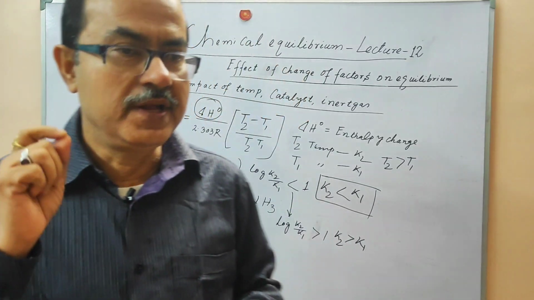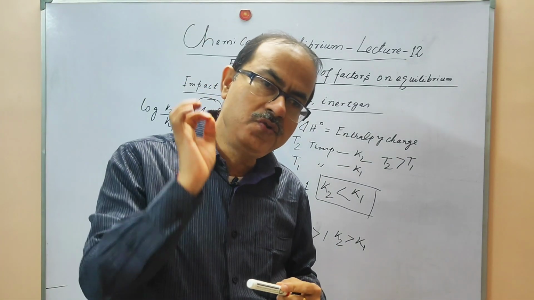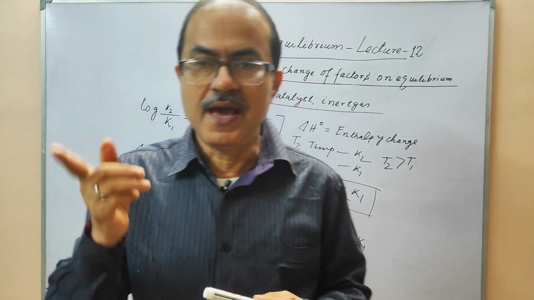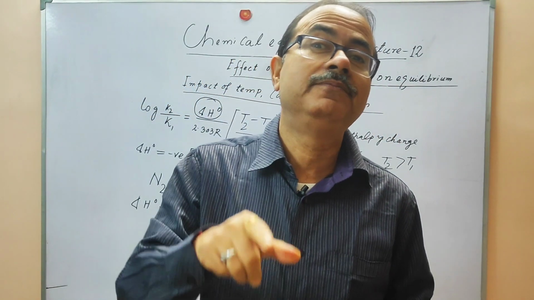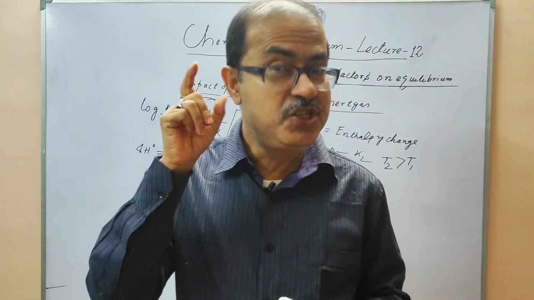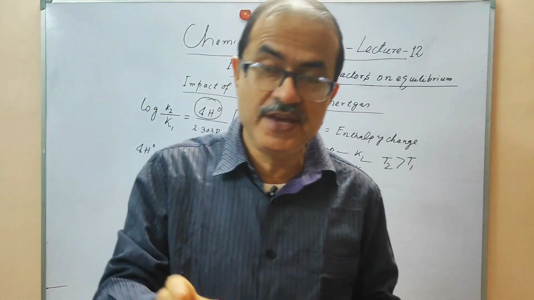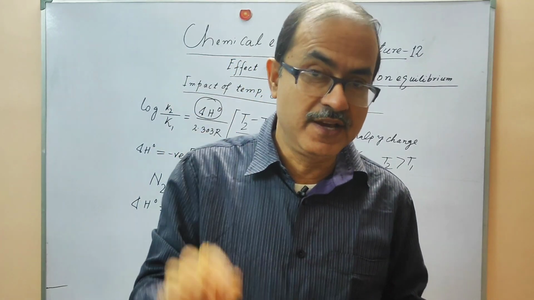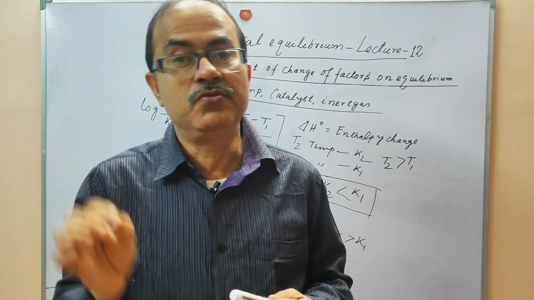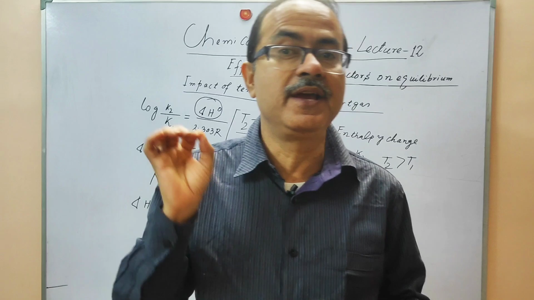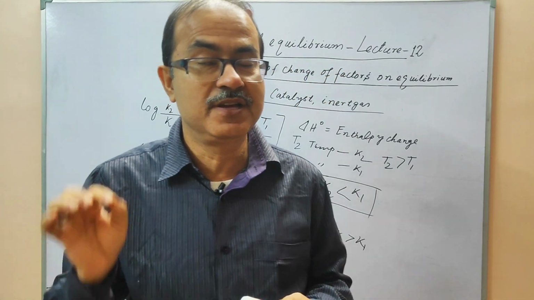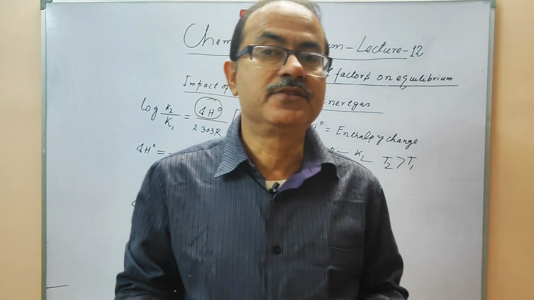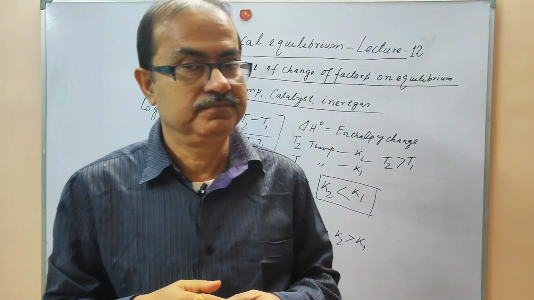Okay, so we can now understand how temperature is going to influence the equilibrium of a reaction, and that will depend on the enthalpy change of the reaction. If the reaction is exothermic, meaning the enthalpy change is negative, then the equilibrium constant will decrease when we increase the temperature, and this is going to decrease the concentration of the product.